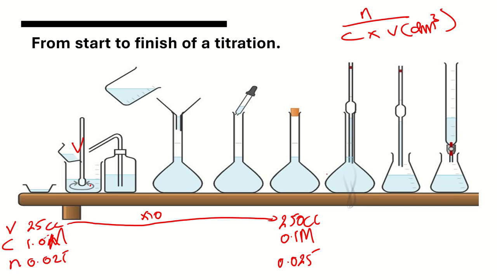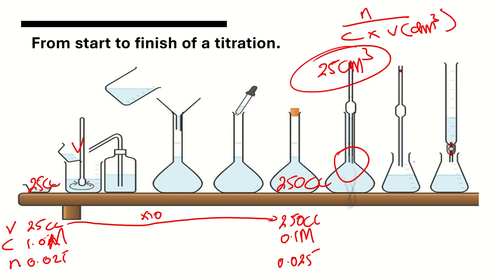Now at this point we are in my volumetric flask there. We were here at 25 cc's, and now we're going to pipette out of my volumetric flask. Let's say we take 25 cubic centimeters out of it, which is our standard volume, and we pop that into our conical flask, which we're going to use for the titration. So our volume here is 25 cubic centimeters.